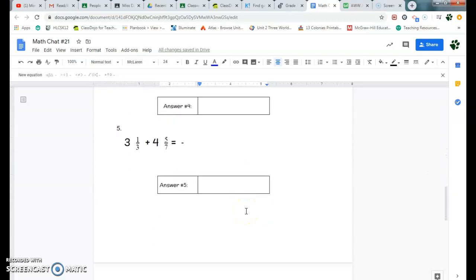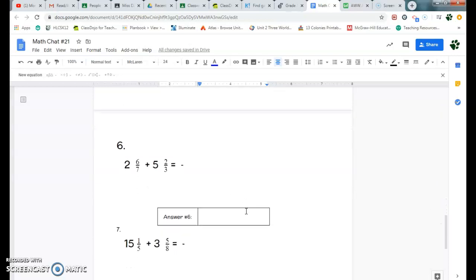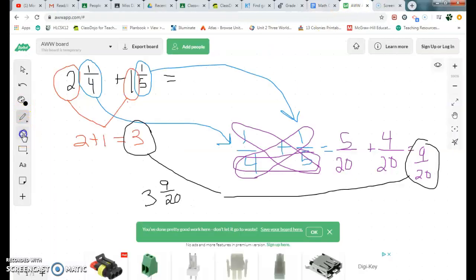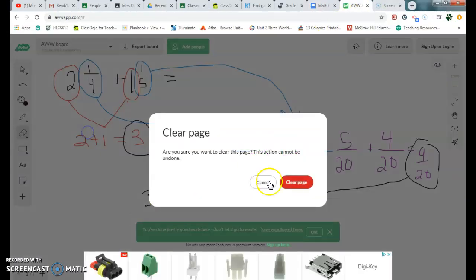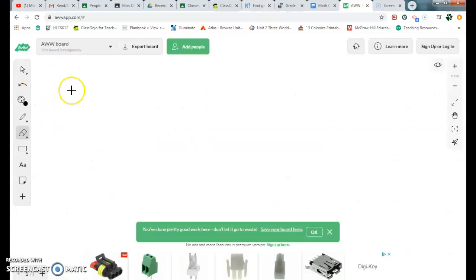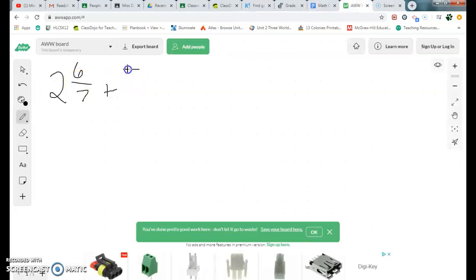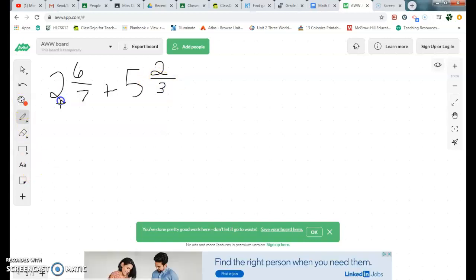We're going to do, let's see here, let's check out number 6. 2 6/7 plus 5 2/3. So I'm going to clean this, clear page. It was 2 6/7 plus 5 2/3. Yes. I'm going to start this problem with you guys. I'm not going to finish it for you. Okay. I just want to help you guys out with this one.